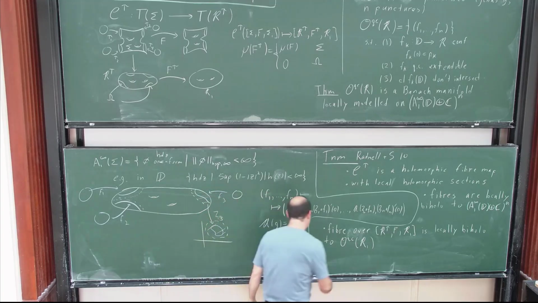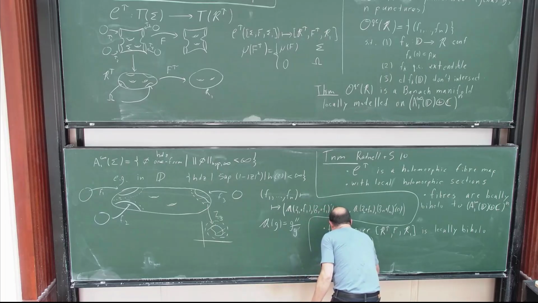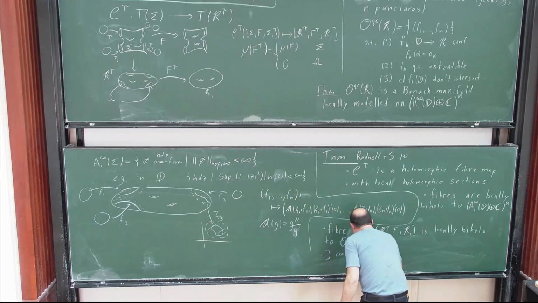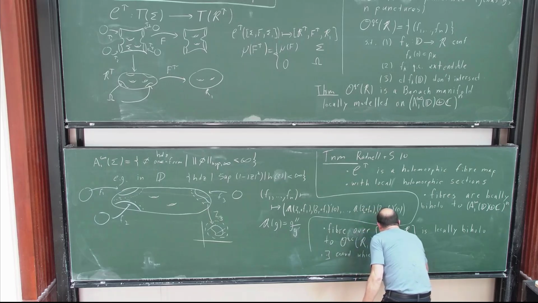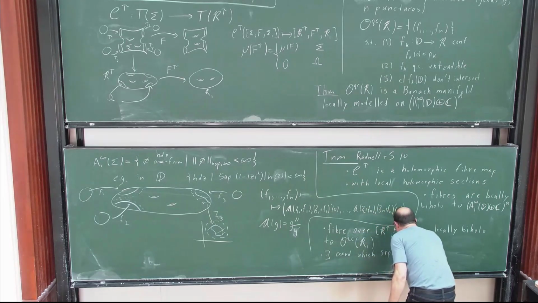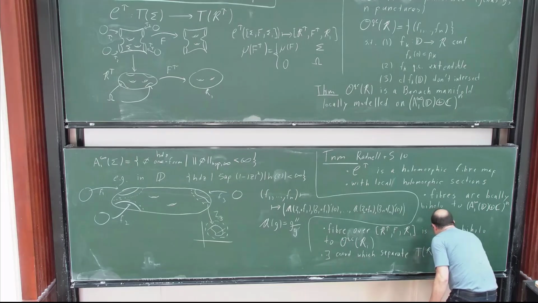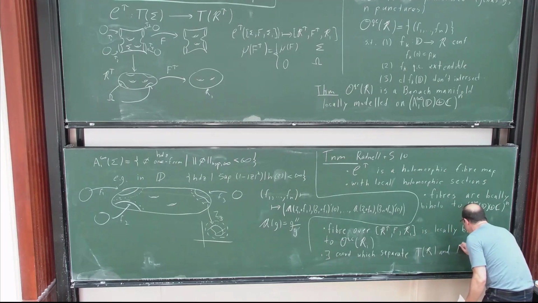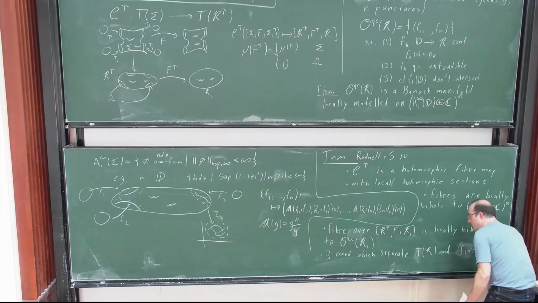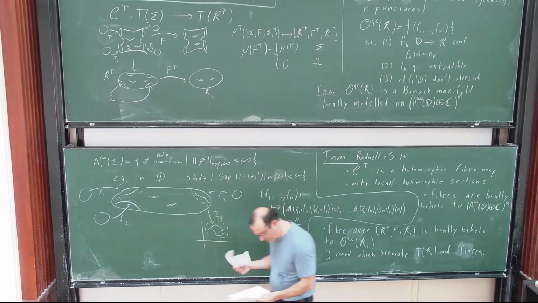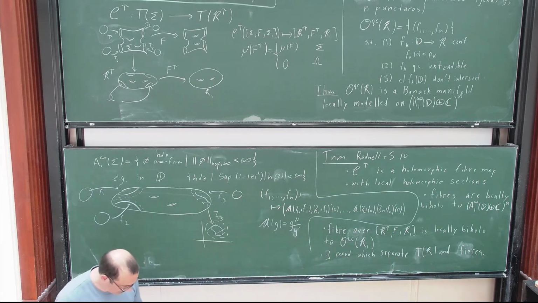So I'll just mention there exist coordinates which separate T of R and A1 infinity, and the fibers. Okay. Any questions about that?